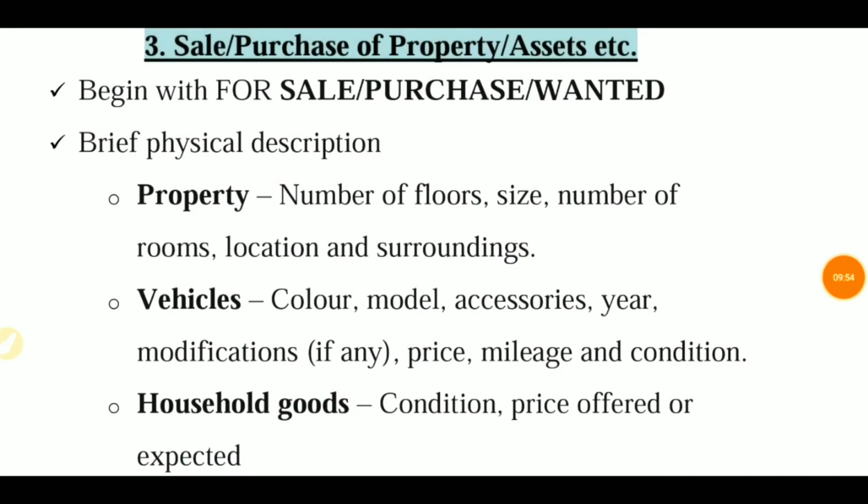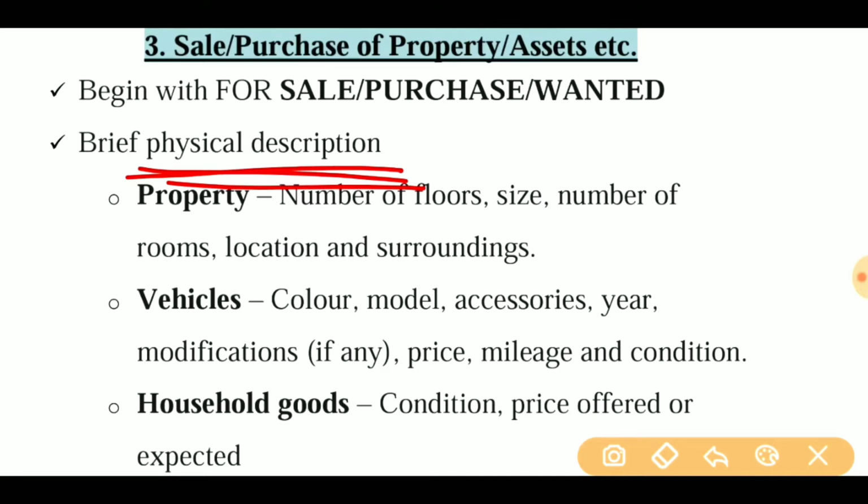The third is sale and purchase of property or assets or vehicle or something else. The details we are to mention are: you are to begin with "for sale", or if you want to purchase something, then "wanted" could be the initial word. A brief physical description should be given. So what kind of physical description?